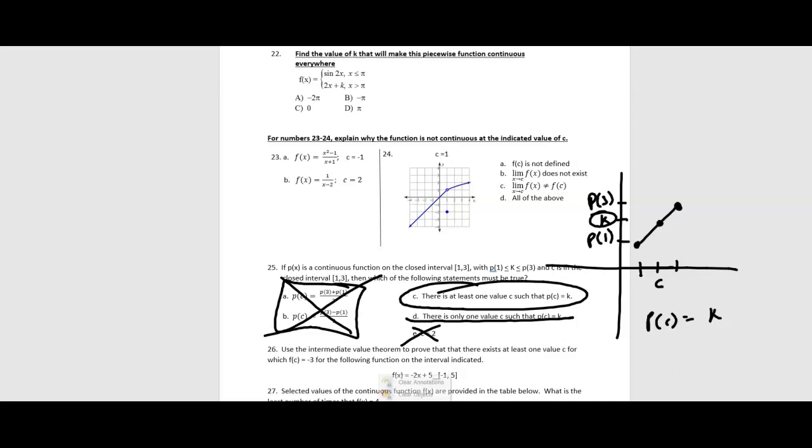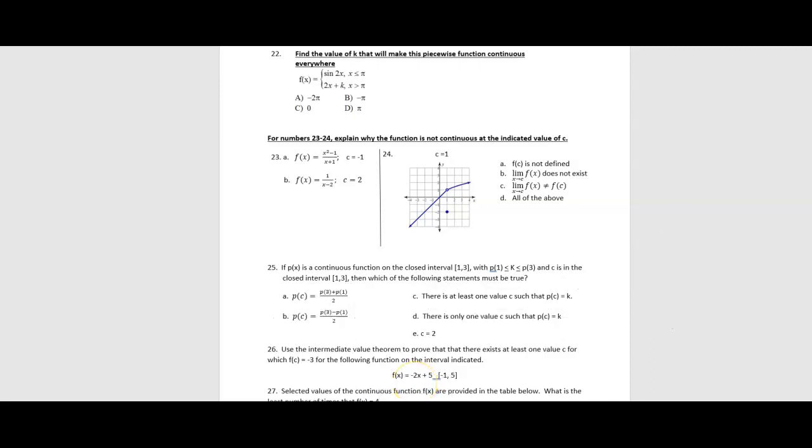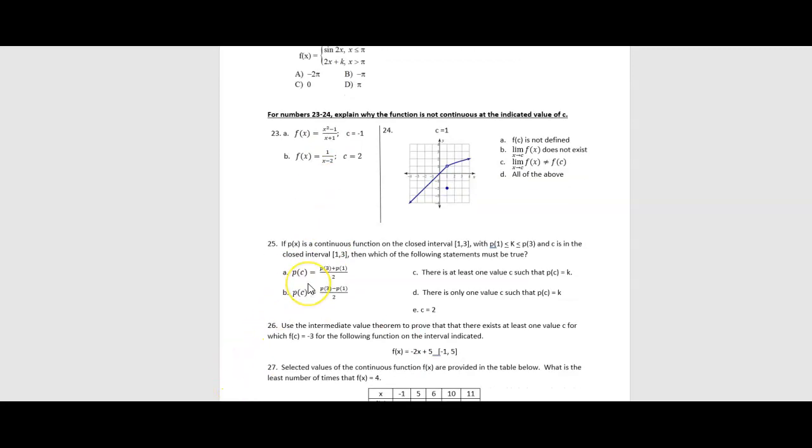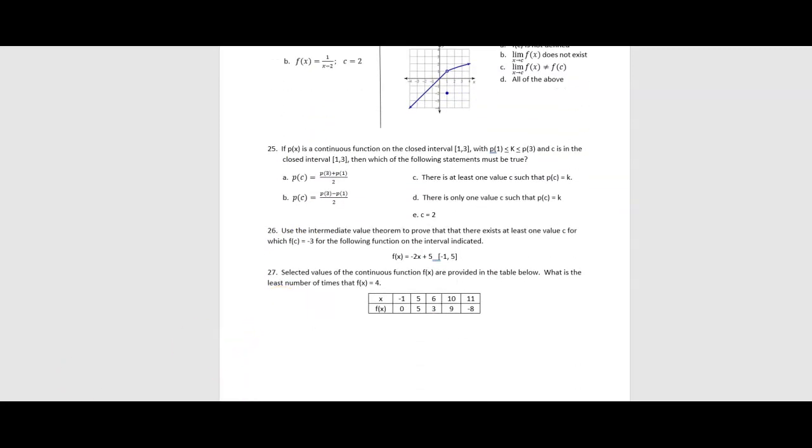All right? So that's forcing you to really think about the IVT because it is worded in a way that's different than the way I worded it in class, but the content is the same. So that's why it's important to understand these things rather than just memorize them. All right, let's go ahead and take a look at number 26 here.